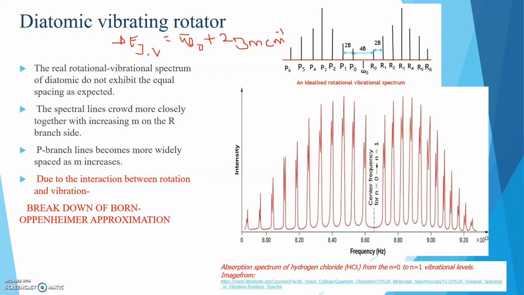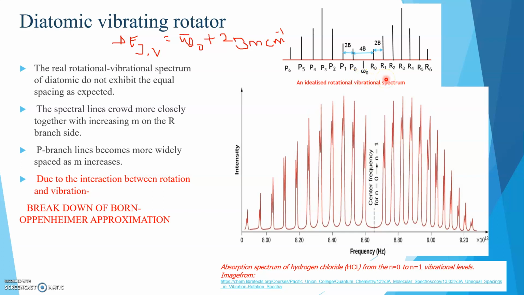And we have also seen that a rotational vibrational spectrum of a diatomic molecule consists of P and R branches, and the spectral lines are equally separated or equally spaced with a separation of 2B. And this is a case of an idealized rotational vibrational spectrum.